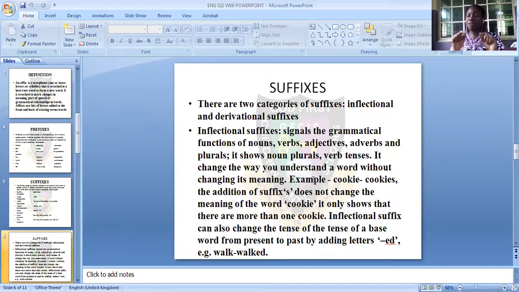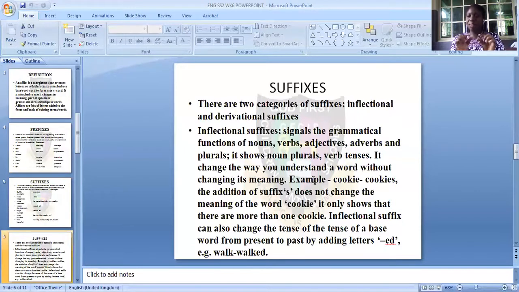The addition of suffix s does not change the meaning of the word cookie. It only shows that there is more than one cookie. So an inflectional suffix can also change the tense of a base word from present tense to past tense. For instance, work. You can have worked by adding ed.